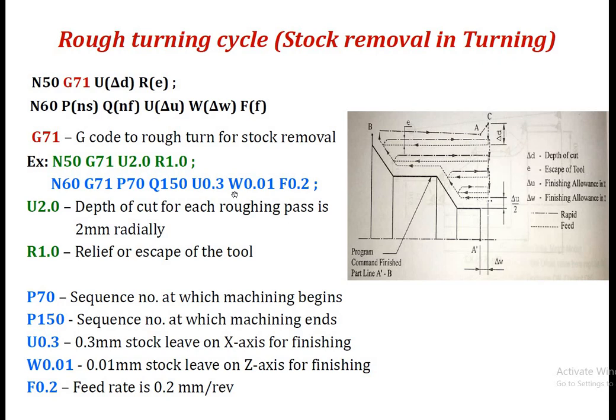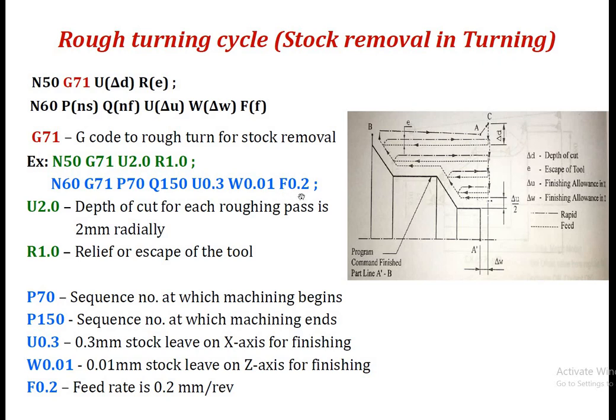Next, W. W represents stock left on the z-axis, while U represents stock left on the x-axis. W represents stock left on the z-axis for the finishing operation. In this example, I have taken W 0.01, so 0.01 mm stock is left for the finishing operation in the z-axis.